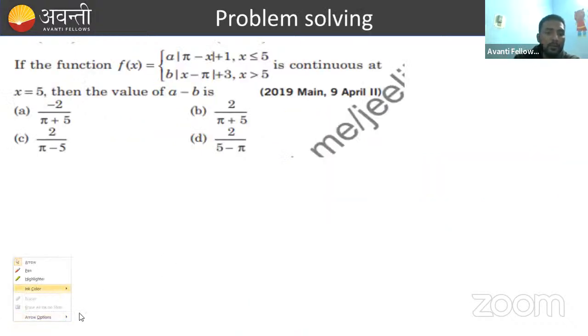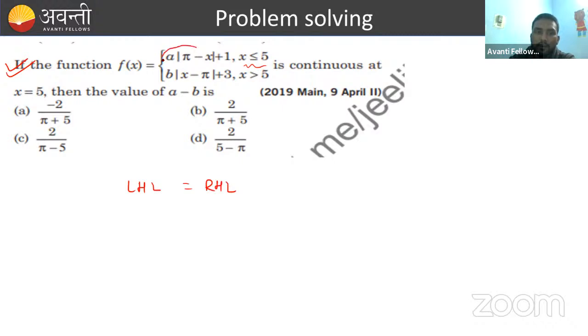So this question I'm not going to solve because it is a very easy question. You just have to find the LHL and the RHL. Just take 5 minus. So this mod will come out like this: pi minus 5 minus something, which means it is negative. So this is A. If you take the negative of pi minus 5, and this is plus 1.